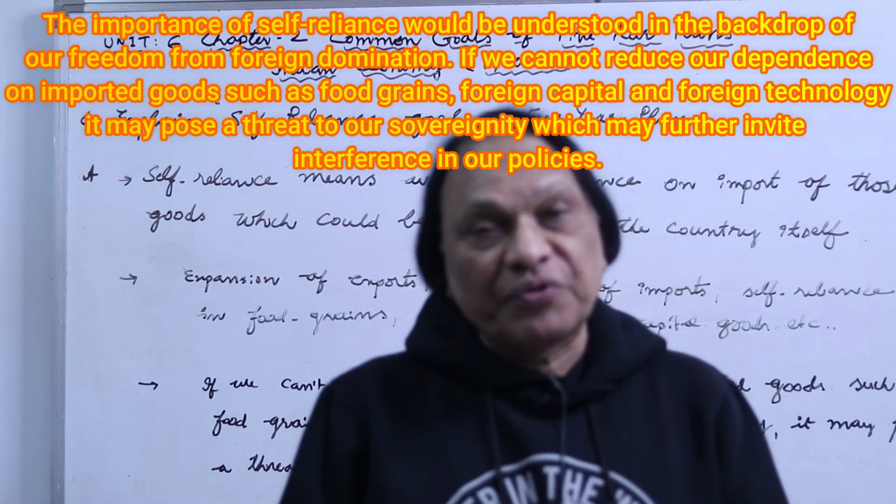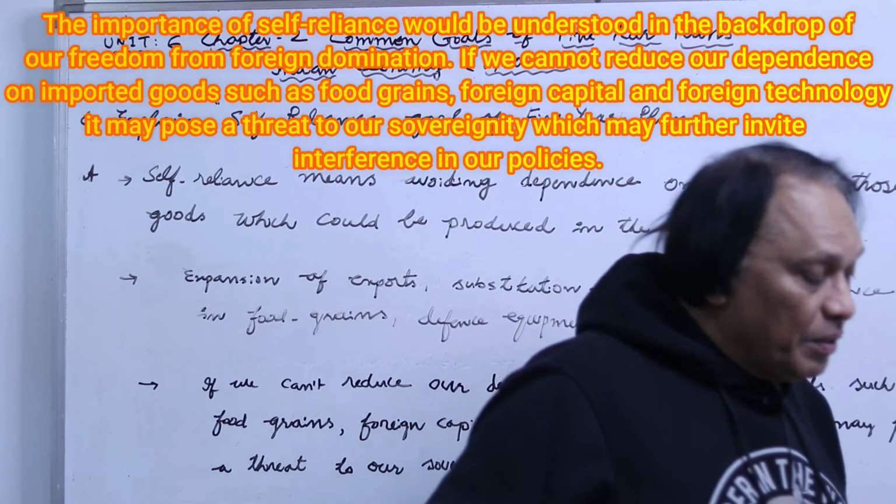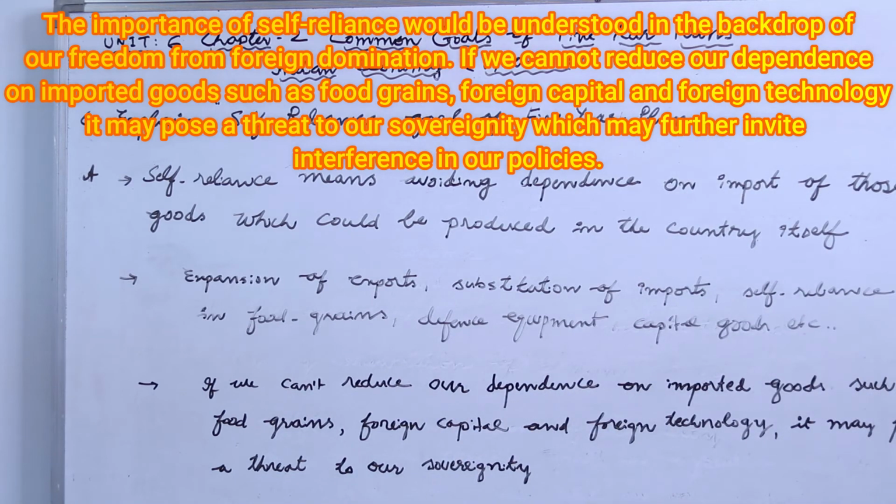So what you are supposed to write? Self-reliance is one of the most important goals of the 5-year plans. Self-reliance means not depending on other countries for all goods which the country can produce itself, or finding out import substitution so that the country need not depend on other countries.